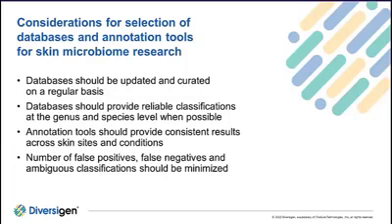To wrap up this section of biases in skin microbiome associated with databases and annotation tools, there should be several considerations. Keep in mind that databases should be updated and curated on a regular basis, and they should provide reliable classifications at the genus and species levels when possible. In terms of the annotation tools, keep in mind that these should provide consistent results across different skin sites and conditions, and they should be able to minimize the number of false positives, false negatives, and also any unclear classifications.